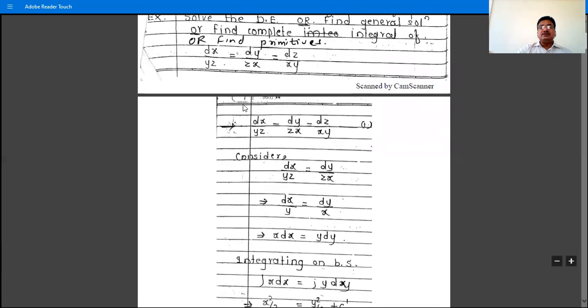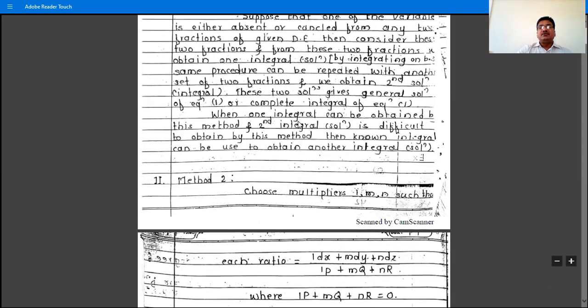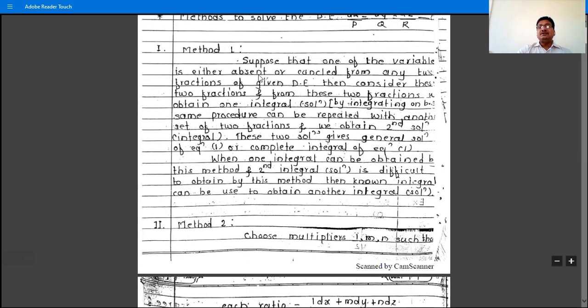So consider the first two ratios, because after cancelling this z, what do we have? dx by y, dy by x. These are the two fractions in which the variable z is absent. So when we consider two fractions, suppose one of the variables is either absent or cancelled from two fractions of the given differential equation, then consider these two fractions.